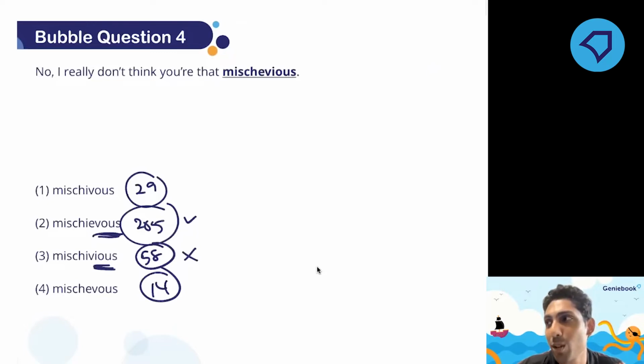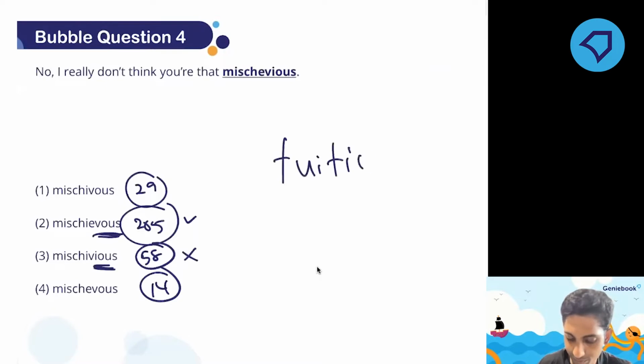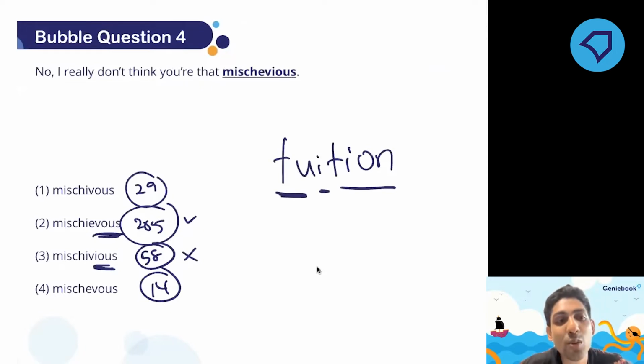Not mischievous, mischievous. You know what's another word that people spell wrongly? Or they pronounce wrongly? This one. Say it with me. Tuition. Tuition. What do our fellow Singaporeans say? Tuition.